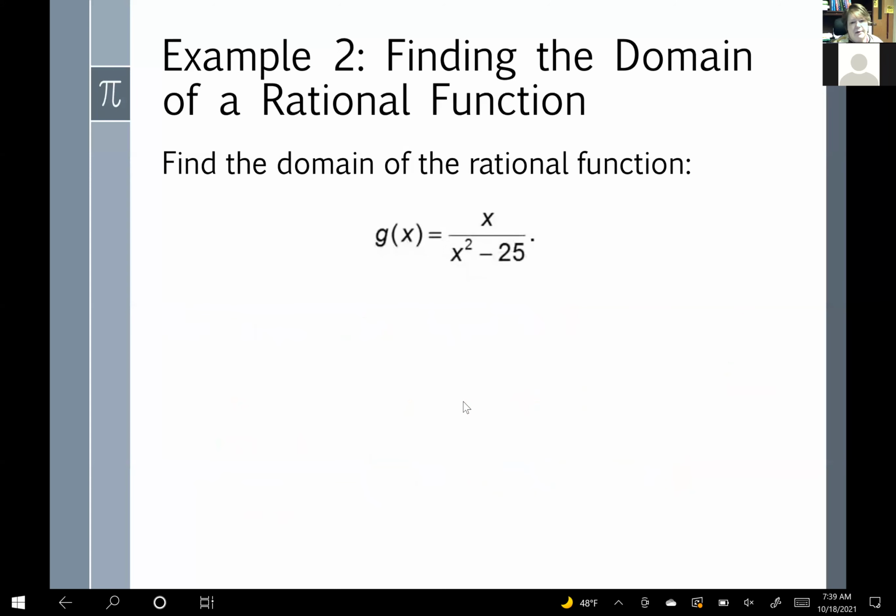Okay, so how about this one? Well, again, we're going to set the denominator equal to 0.